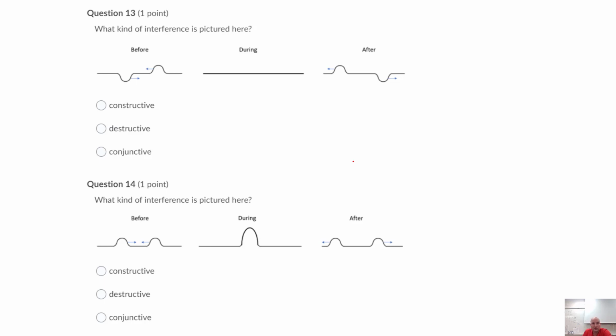Here's another question. With this one, we have the before situation, the during, you see the wave disappear. After, they pass each other up. Which one of these interferences would you have? Next question, you have the two waves coming towards each other, and during they add to each other, and after they pass each other up. Which one of these would you have? Just a note, conjunctive is not a word here. You're picking between constructive and destructive.